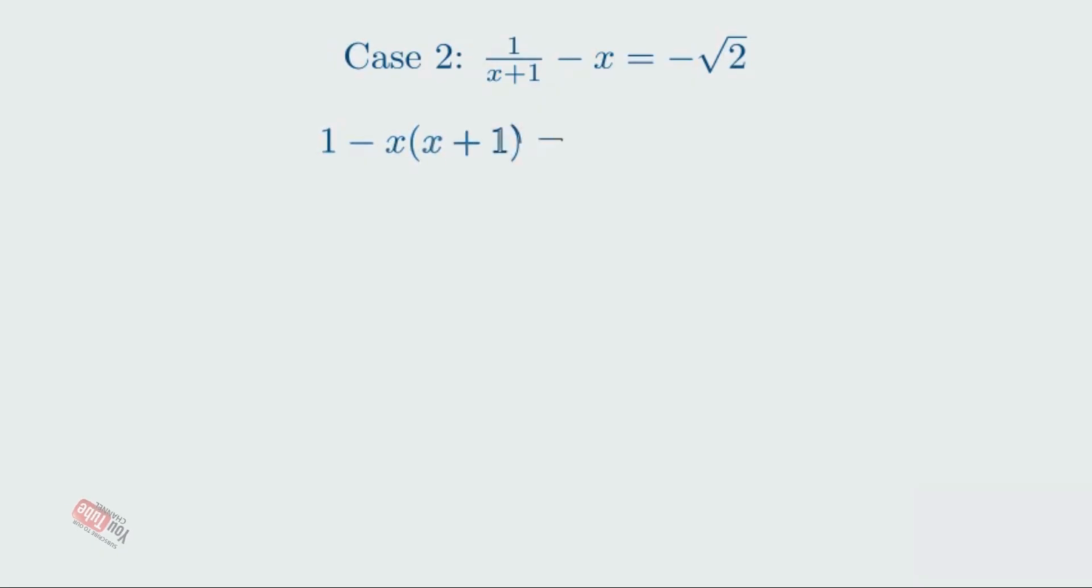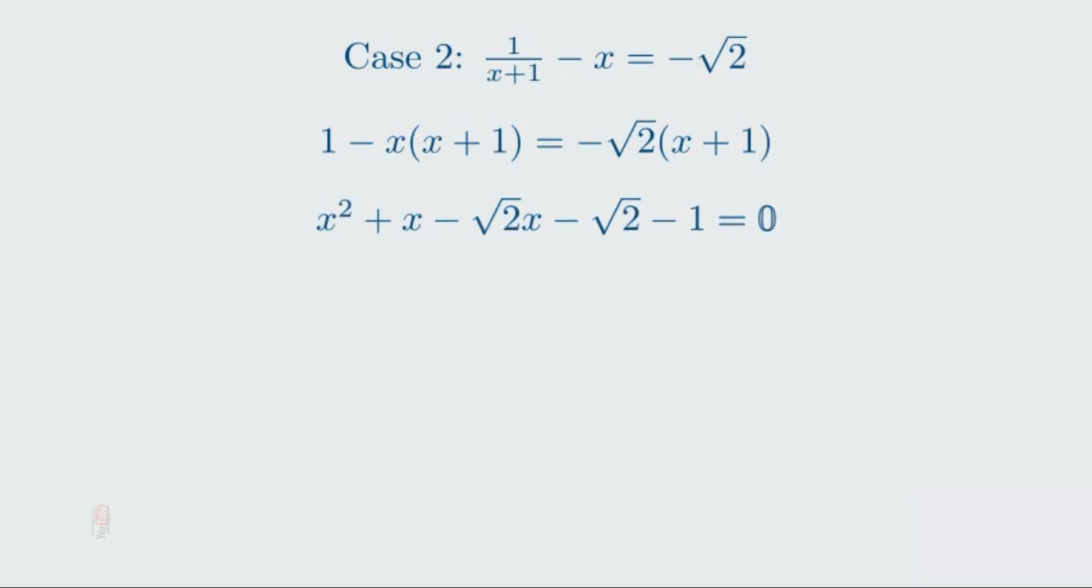Now let's tackle the second case, where we use the negative square root. We have 1 over x plus 1 minus x equals negative square root of 2. The process is the same as before. First, we multiply by x plus 1 to eliminate the fraction. This gives us 1 minus x squared minus x equals negative square root of 2 x minus the square root of 2. Rearranging into a quadratic equation, we get x squared plus x minus the square root of 2 x minus the square root of 2 minus 1 equals 0.